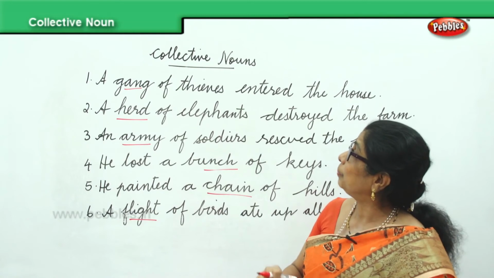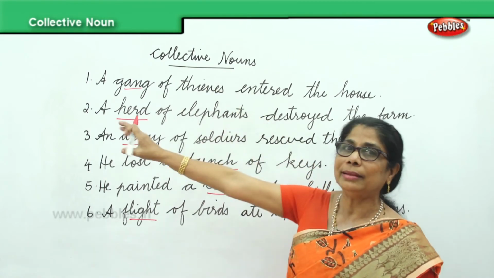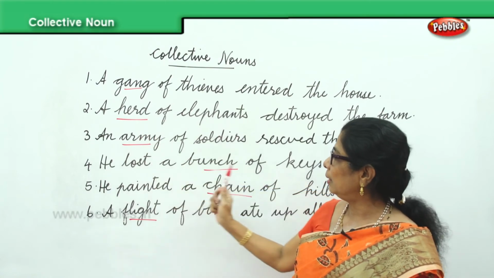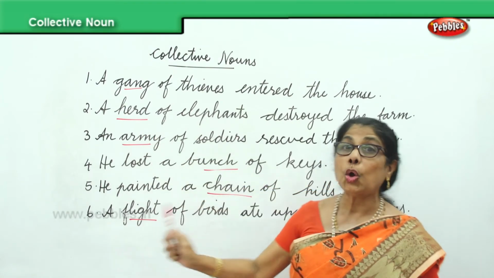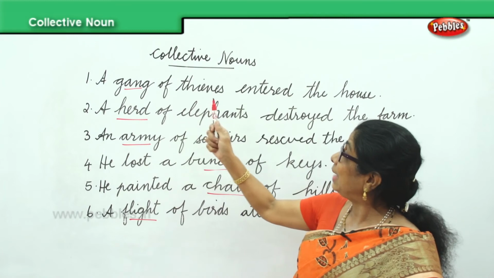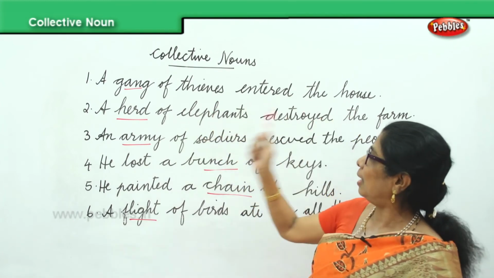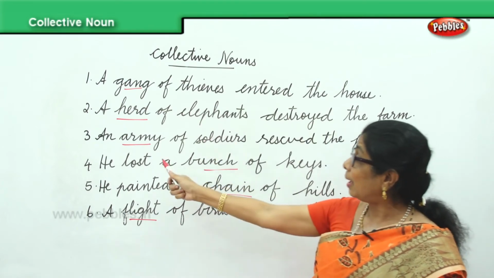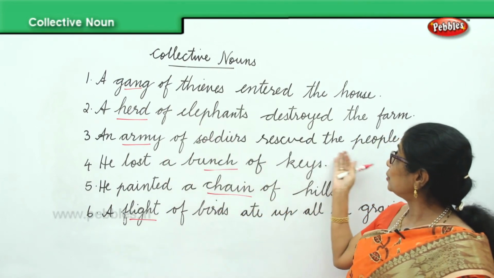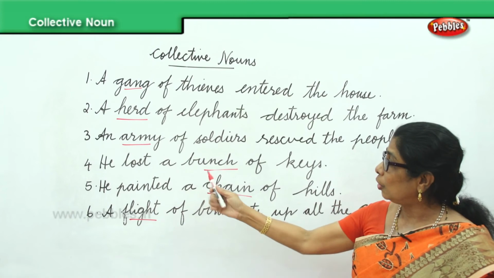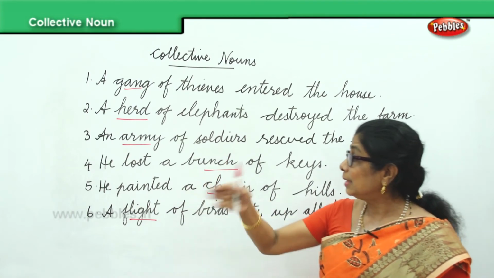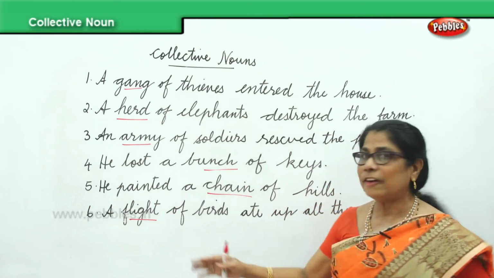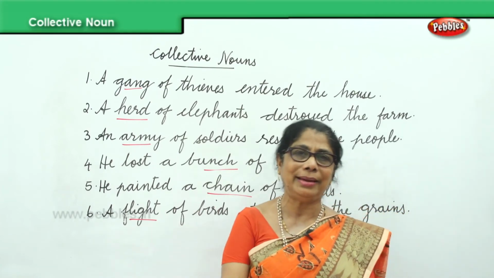Now, look at the sentences again. Let's read together. We are looking at the underlined words: gang, herd, army, bunch, chain, flight. All these are collective nouns. A gang of thieves entered the house. A herd of elephants destroyed the farm. An army of soldiers rescued the people. He lost a bunch of keys. He painted a chain of hills and a flight of birds ate up the grains.